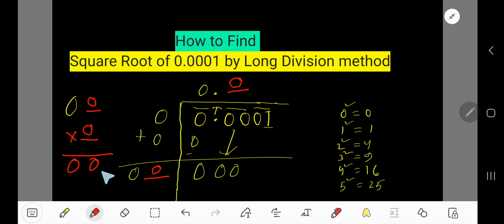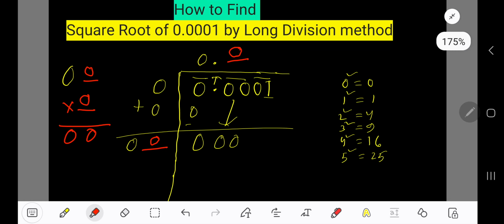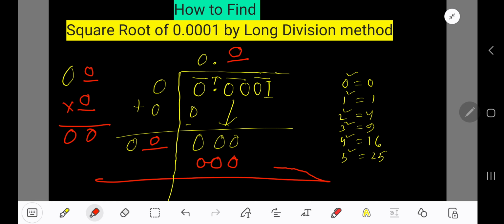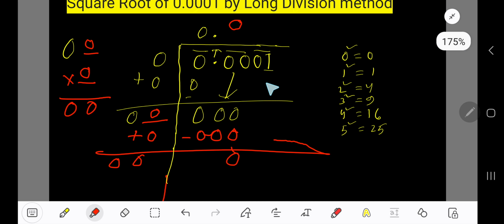Triple 0 means 0, double 0 means 0. So 0 times 00 means 0 or 00. Now subtract, you will get 0. As you have placed 0, the same digit will come under this divisor and you need to add. 0 plus 0 means 0. You can place 10 as you wish. Now bring down the next pair.